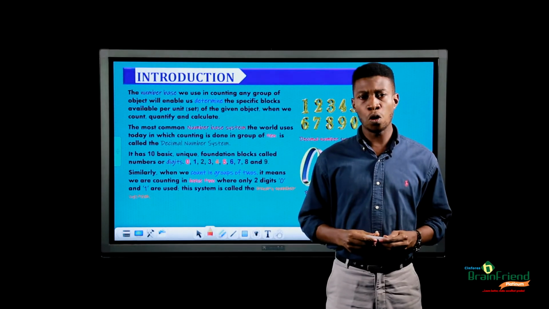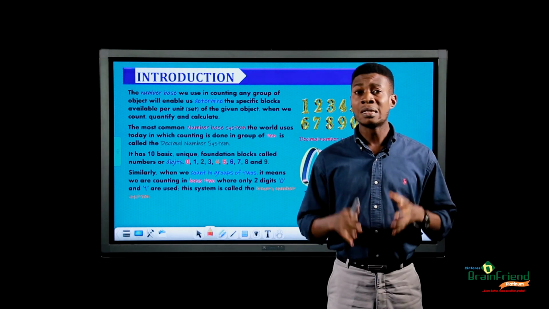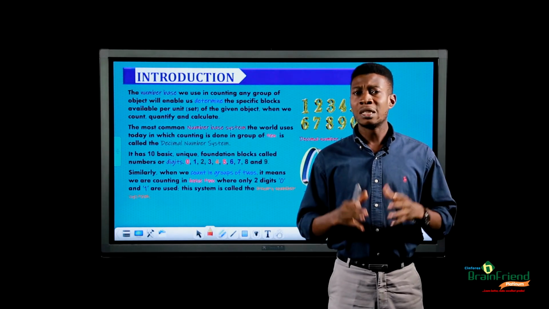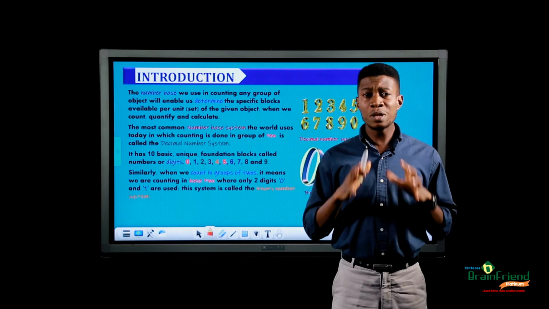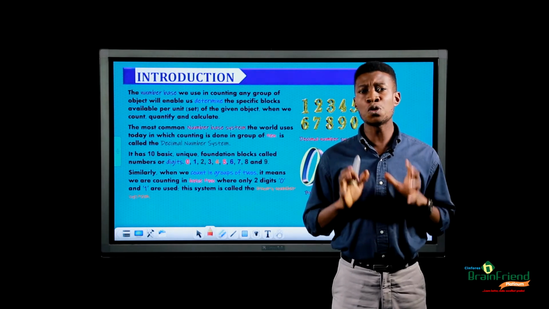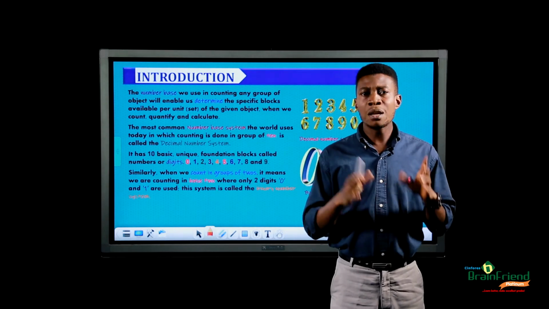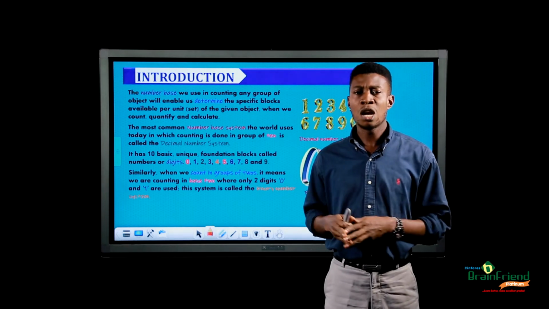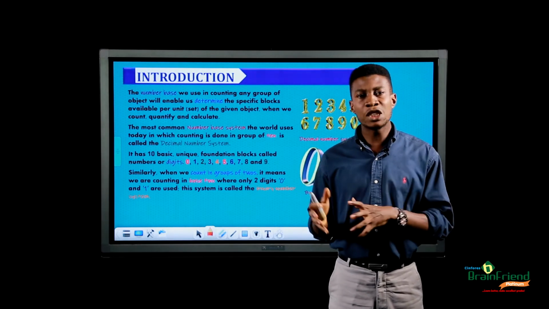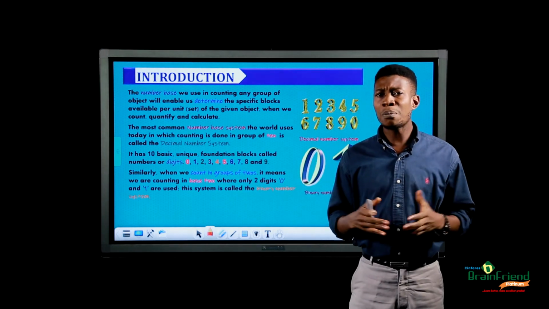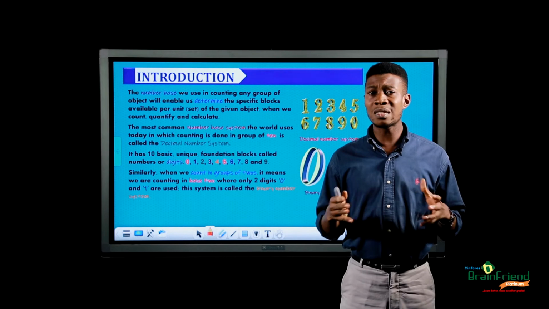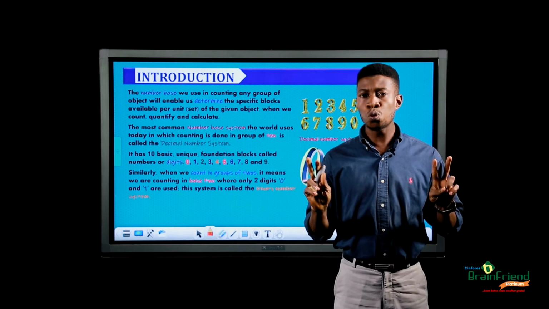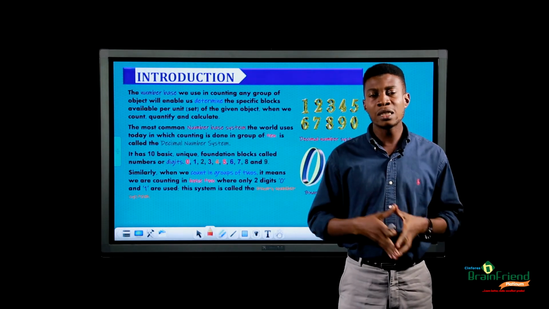The number base you employ in counting any group of objects determines the number of available blocks you have. For example, the base 10 number system is a unique system of counting where we have 10 unique digits, which are like 10 blocks. Now, these 10 unique digits are the digits 0 to 9. With these digits, we can form other larger numbers. Now, the binary number system or the base 2 number system is a system where we count in groups of 2. This system has just 2 unique blocks, 0 and 1.